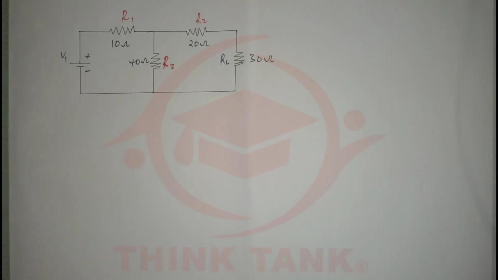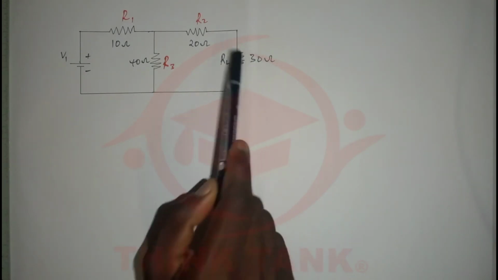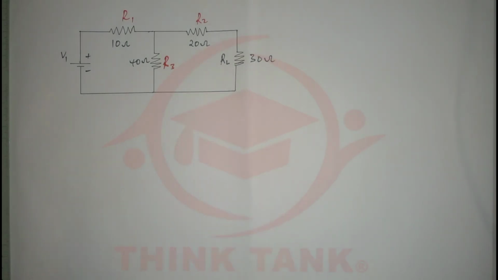So what you want to find is the current that is flowing through this 30 ohm resistor, and I want to use Norton's theorem and Thevenin's theorem. Okay, so when using Thevenin's theorem, just follow 3 steps.